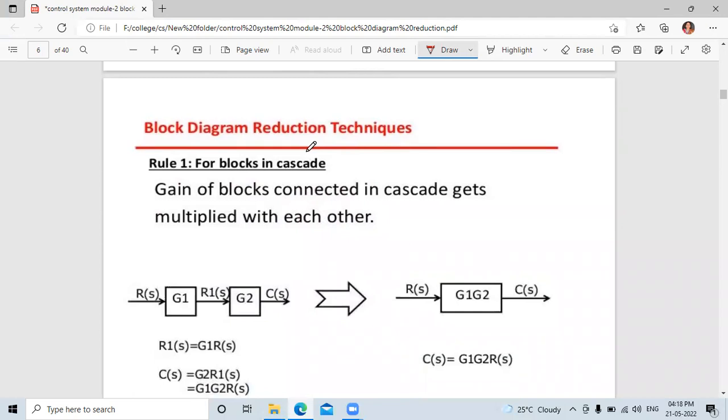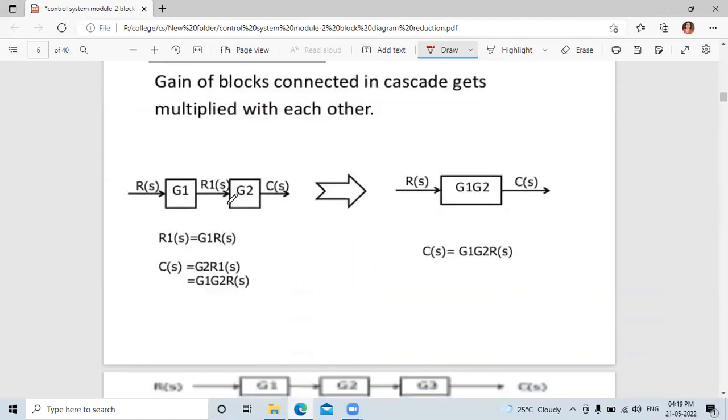Rules for block diagram reduction. So now we shall know the rules. Block diagram reduction techniques. The first rule is for blocks in cascade: the gain of blocks connected in cascade gets multiplied with each other. So G1, G2, it is like this. What will you write for the final C(s)? C(s) equals G1 G2 R(s). So we can multiply G1 and G2 here.